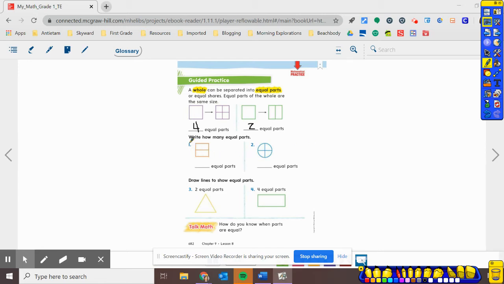All right, so now down here for number 1, we're going to count how many equal parts this shape is divided into. Count them. Let's see, ready? 1, 2, so 2 equal parts. We'll write that on our line. How many equal parts is the shape in number 2 divided into? All right, let's count them together. 1, 2, 3, 4 equal parts.